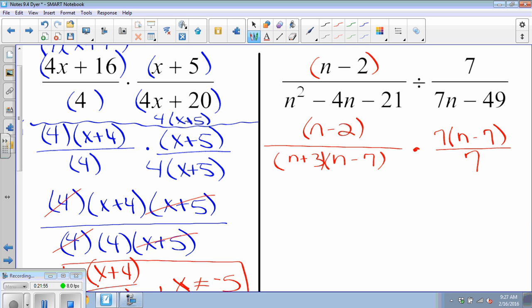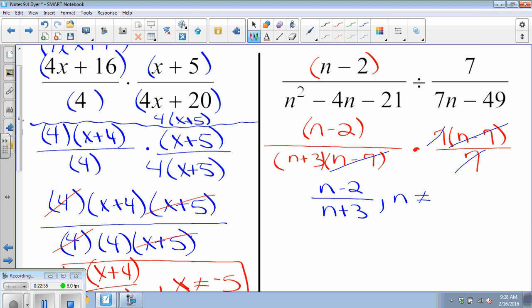So now that I have everything multiplied, I have all of my factors, I can go ahead and start canceling things out. 7 and 7, that equals 1. n minus 7 divided by n minus 7, that equals 1. So all I'm left with on top is n minus 2 over n plus 3. That's simplified. However, I need to say now, what's going to make n break the rules? What can n not be?